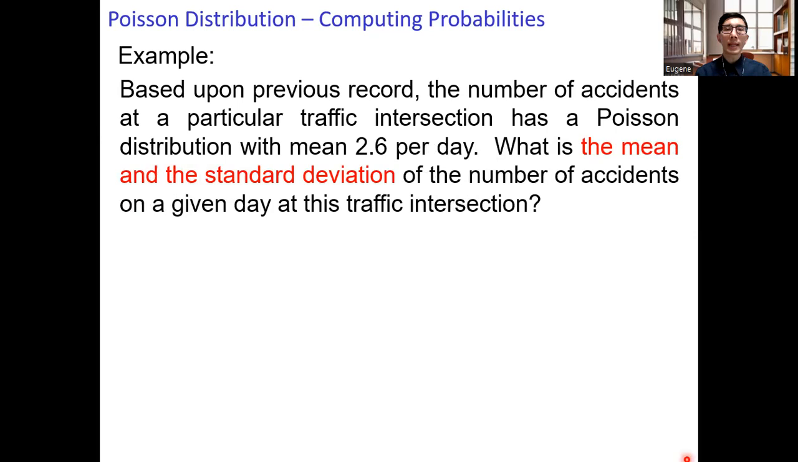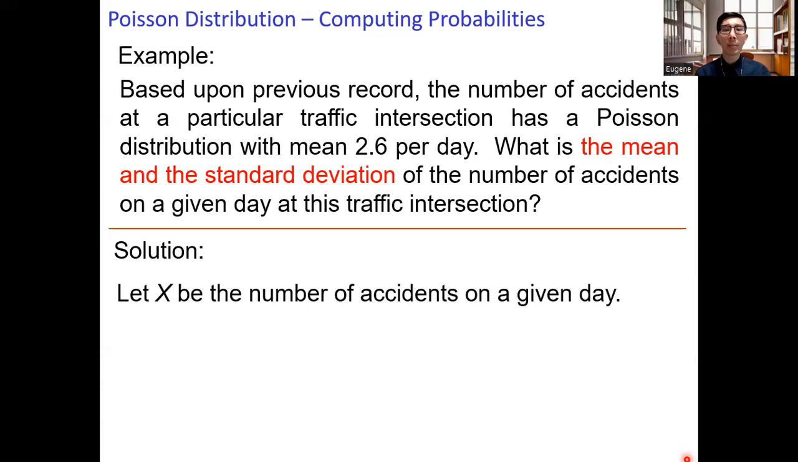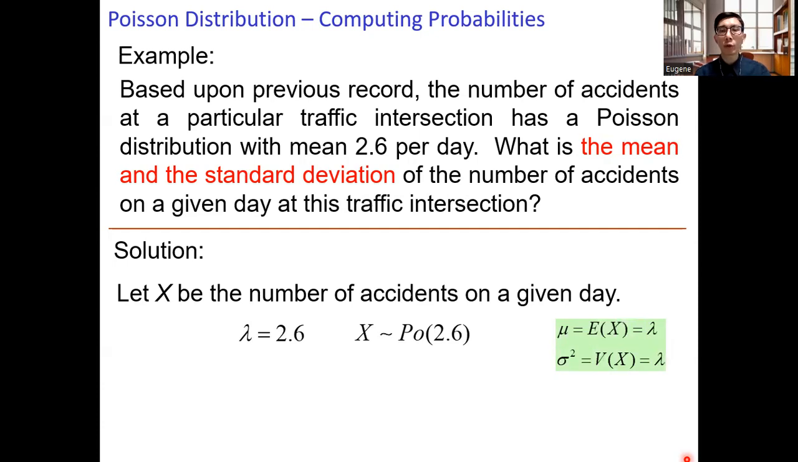How about the mean and the standard deviation of the number of accidents on a given day at this traffic intersection? We have the same random variable X corresponding to the number of accidents on a given day. Lambda is 2.6. And then the mean and the variance equal lambda for Poisson distribution. So we have the mean is 2.6.